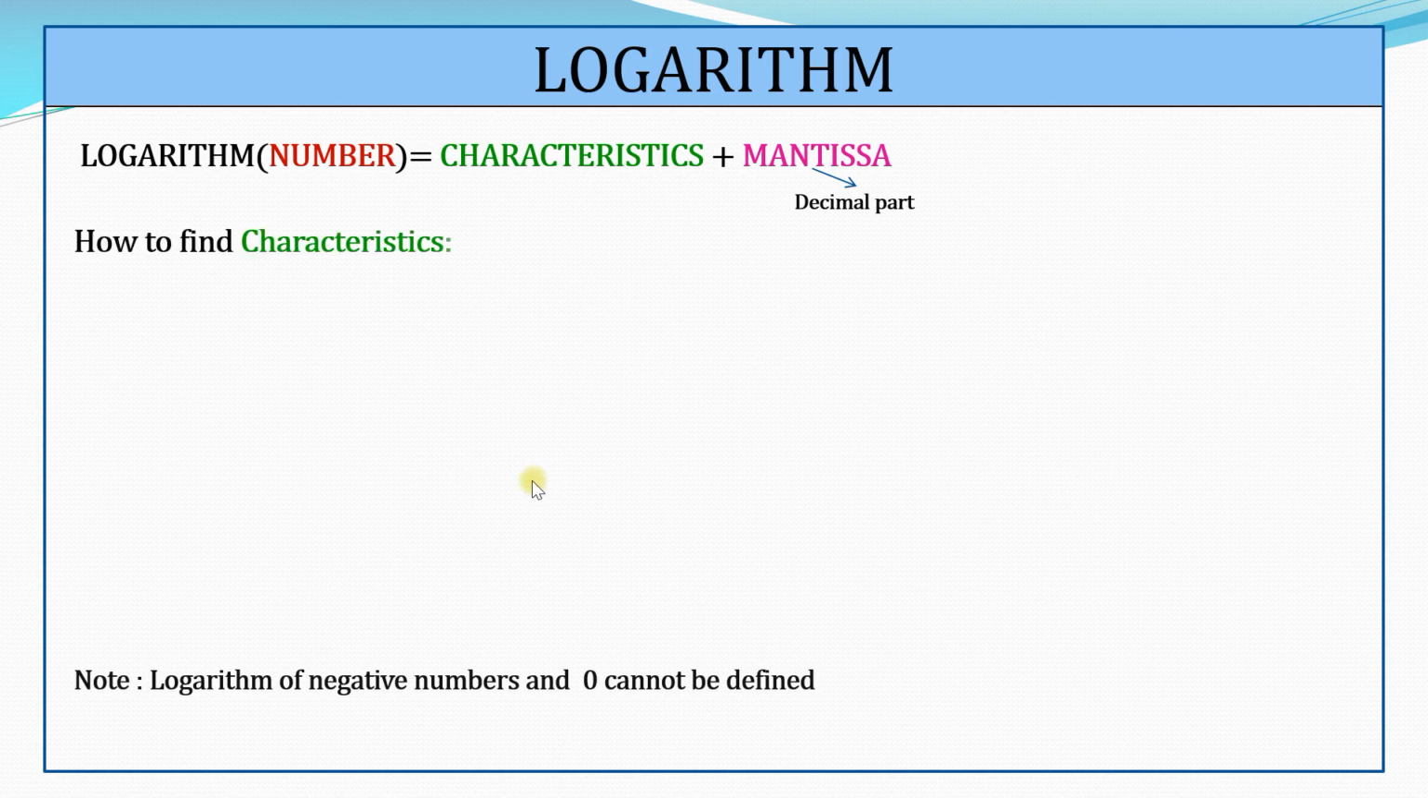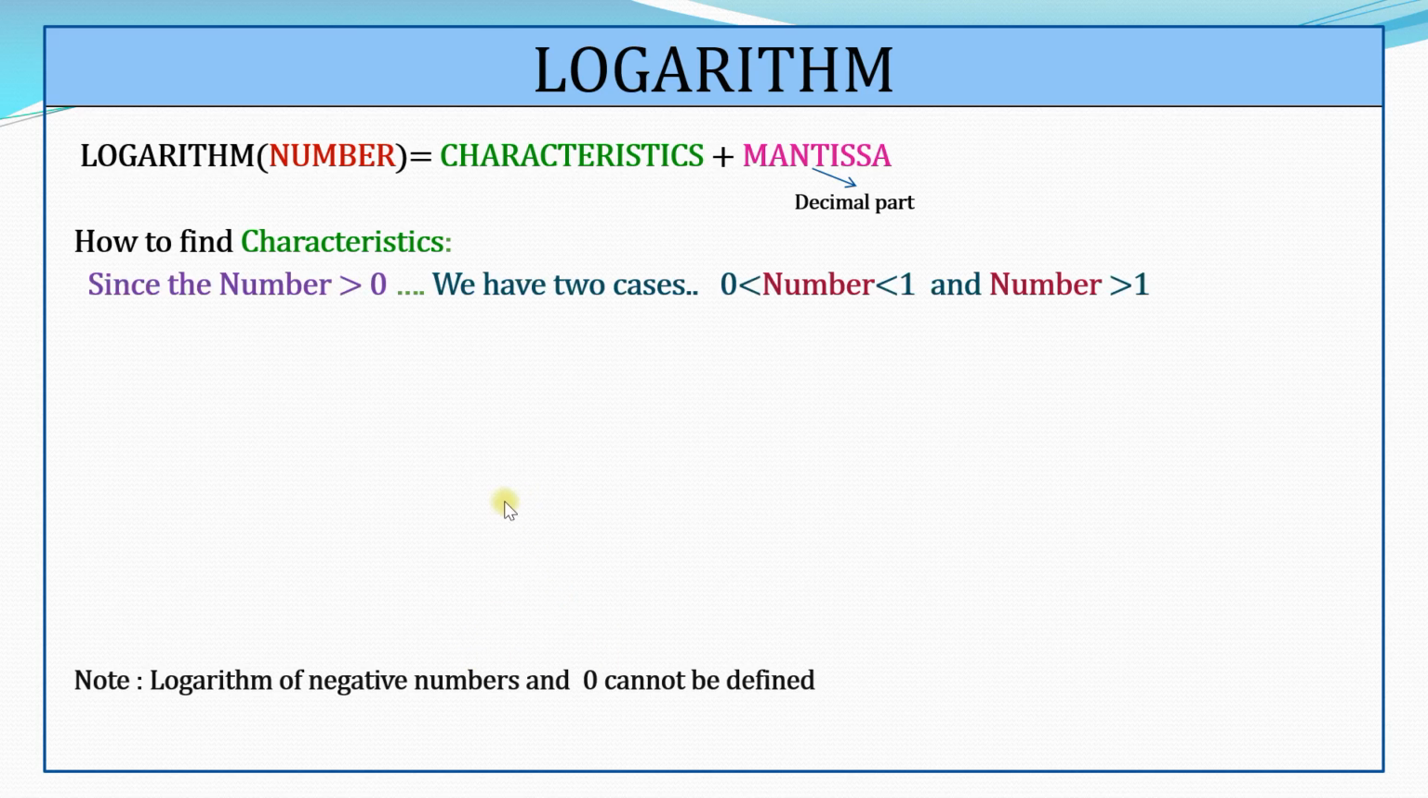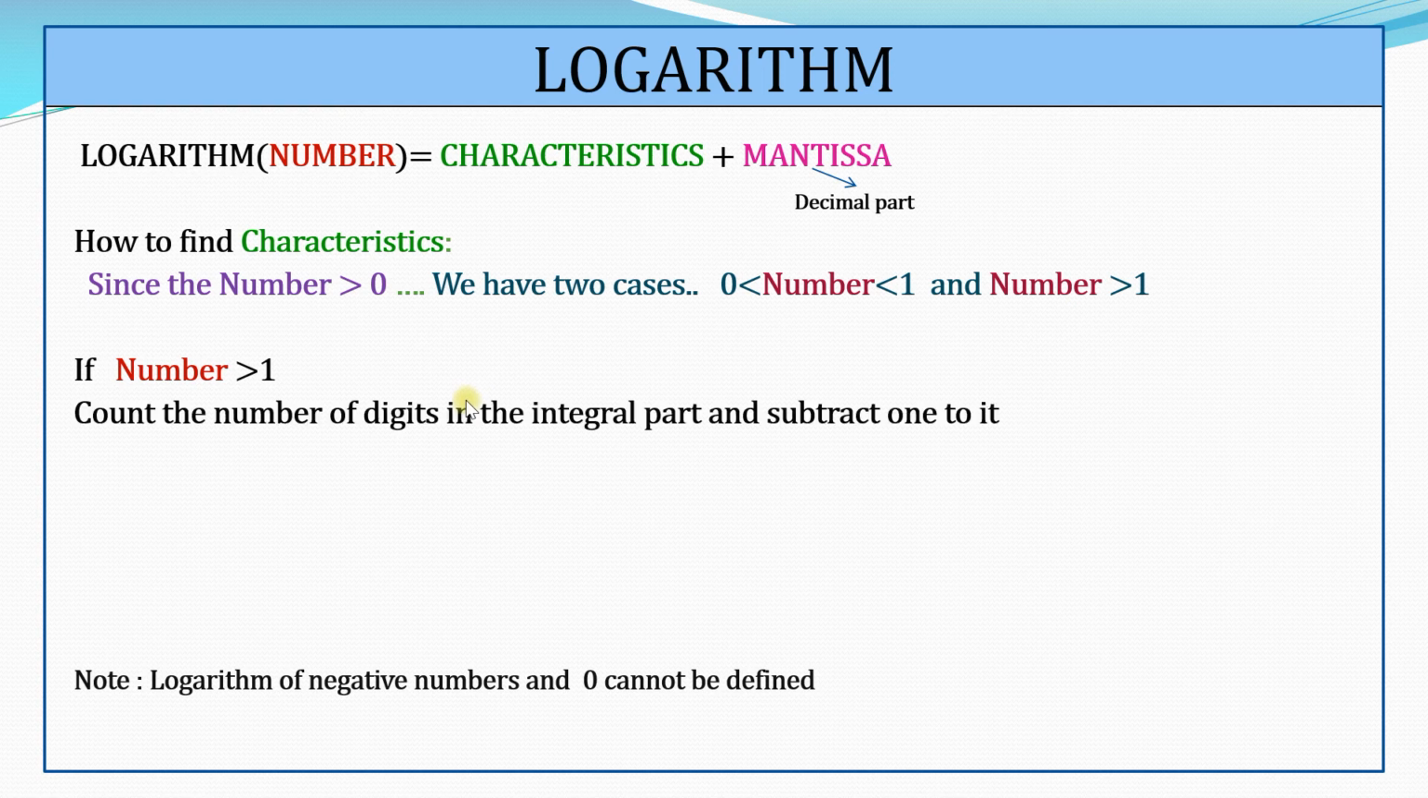Since the log of negative numbers and 0 cannot be defined, we have two cases: a number between 0 and 1, and a number greater than 1. Now let's see how to find characteristics for numbers greater than 1. What you have to do is count the number of digits in the integral part and subtract 1 from it. Let's take some examples.